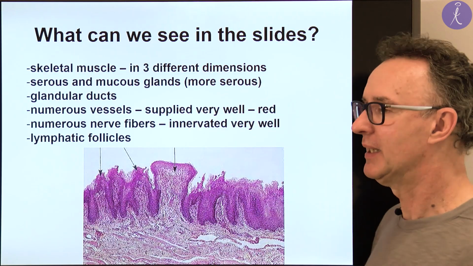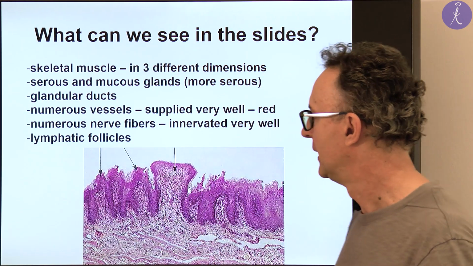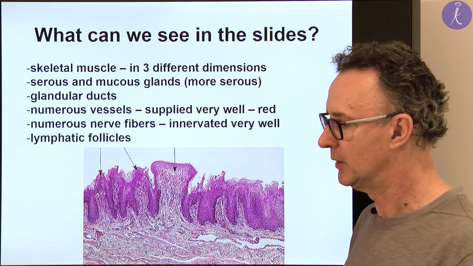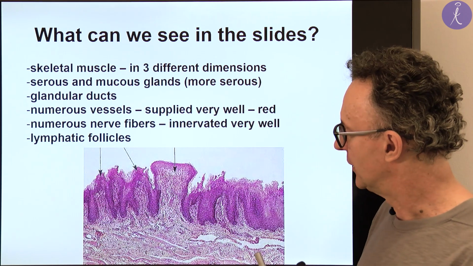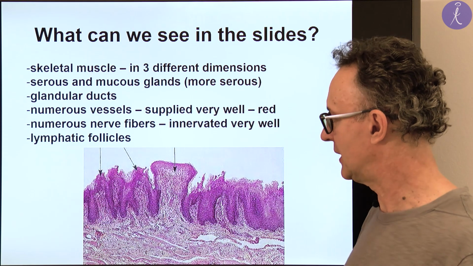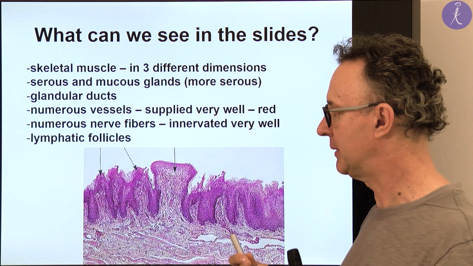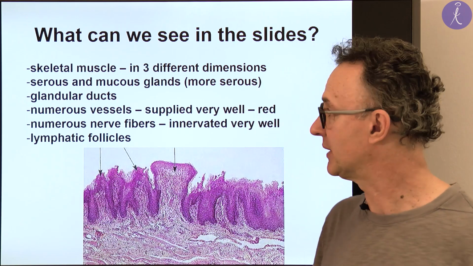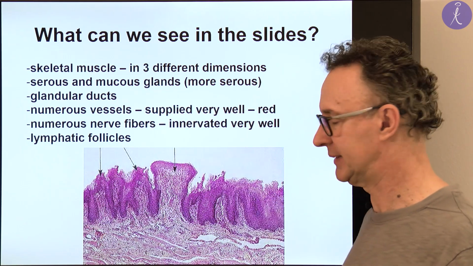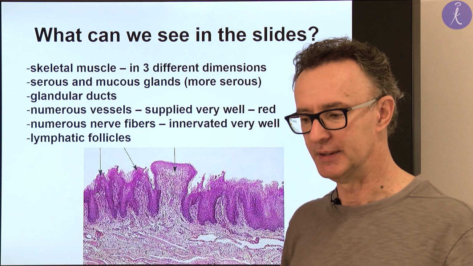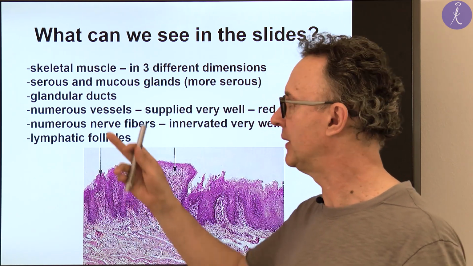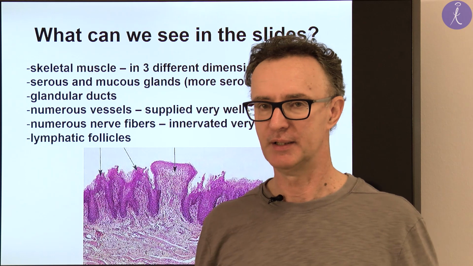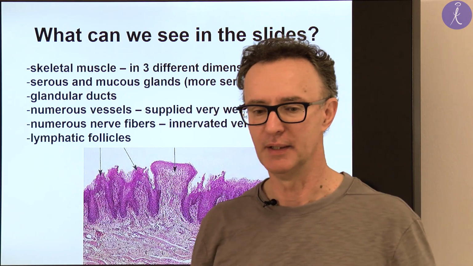Okay, what can we see in general in the slides? This is a very good opportunity when we see the lip slide to recap the basic structures what we studied in the first semester. So we see skeletal muscle in 3 dimensions. It's very important. This is the only organ in the body where the skeletal muscle fibers are oriented in 3 dimensions.